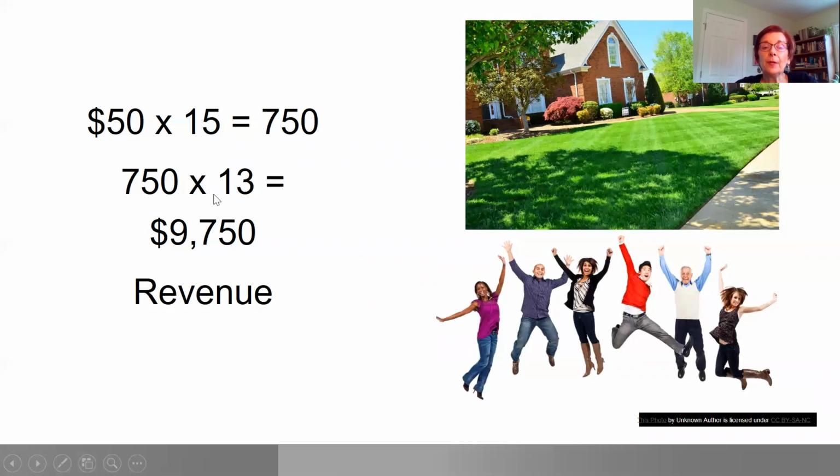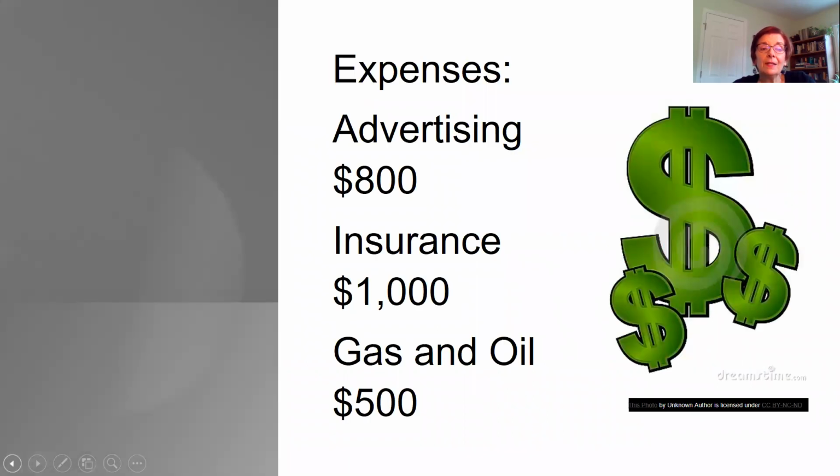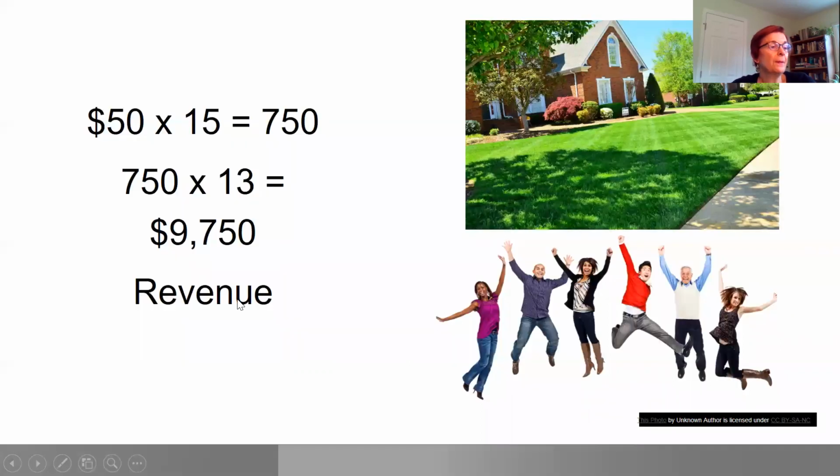And there are 13 weeks in the quarter, the first 3 months. And so you end up with revenue of $9,750. So the revenue is the money that your customers pay you. If you go into a store and you buy a sweater, the money that you hand the clerk is the revenue for that store. Okay, so now you have $9,750 in revenue, and you have these other things here, which we called expenses. All right.